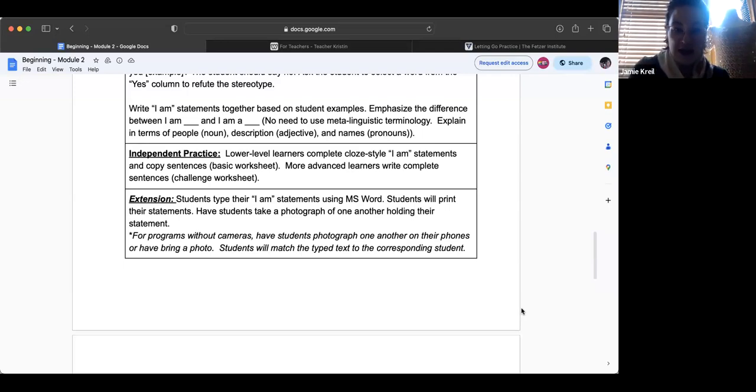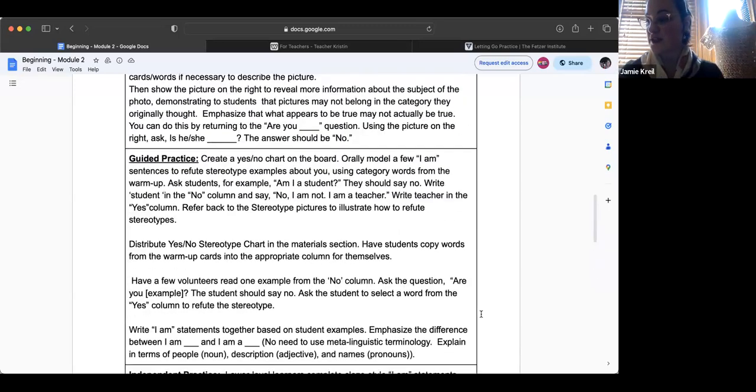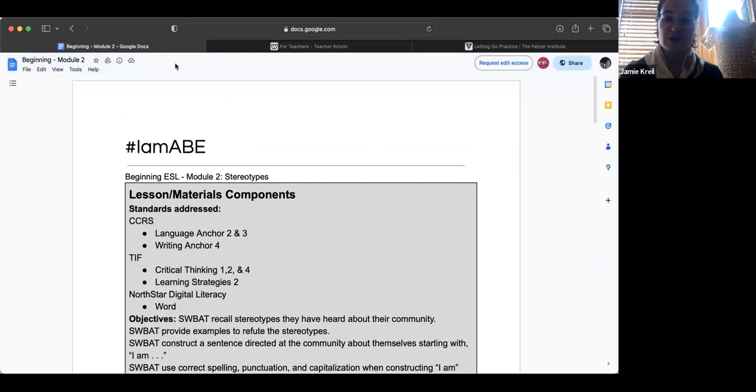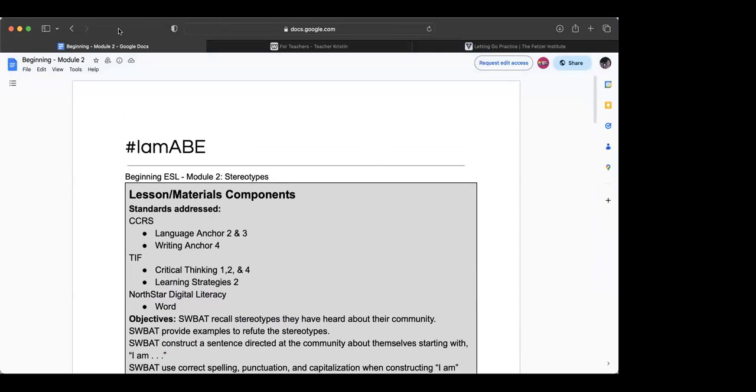Yeah, so that is the refuting stereotypes lesson from IMABE. So just to summarize, we have the critical thinking skills of categorizing and problem solving. So with self-awareness, social awareness, and self-advocacy built into it, which are part and parcel of social emotional learning. Okay. All right, thank you, Jamie.